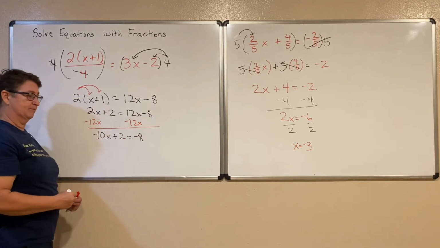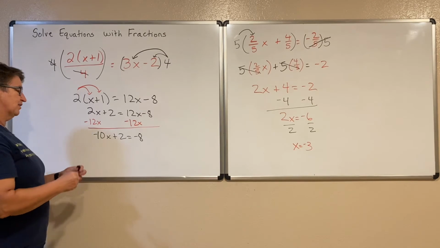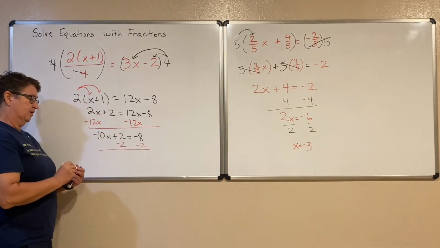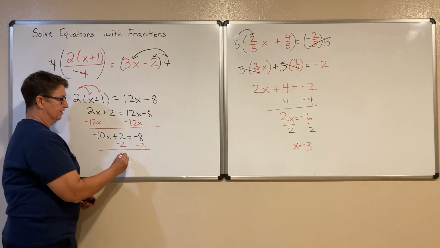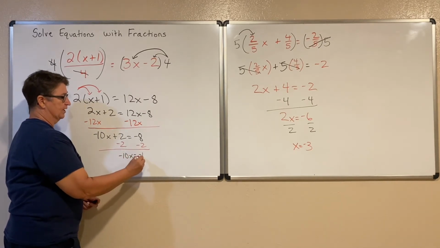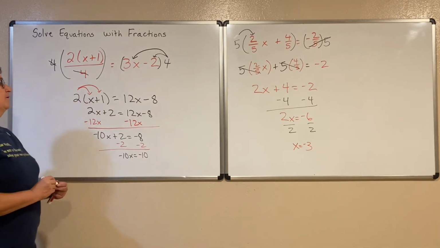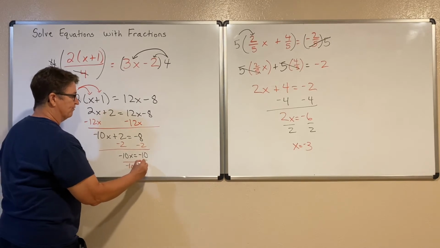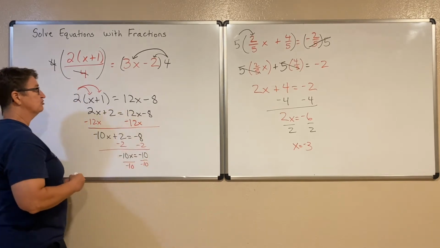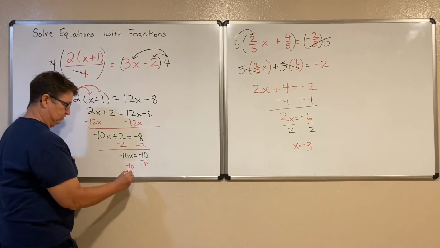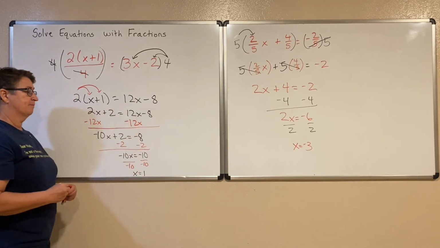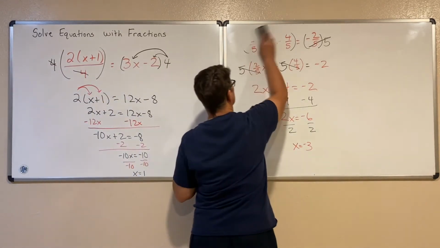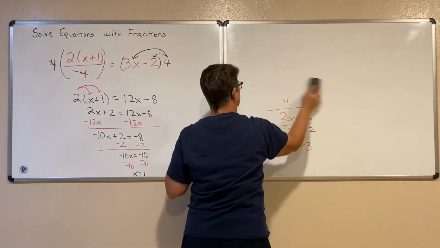Either way works. Now I'm going to subtract 2 from both sides, getting my x value isolated, negative 10. And then I just divide both sides by negative 10. So once I get rid of that fraction, then I'm just solving the equation like I normally would solve equations. The difficult part is dealing with the fraction. So let's do another example.